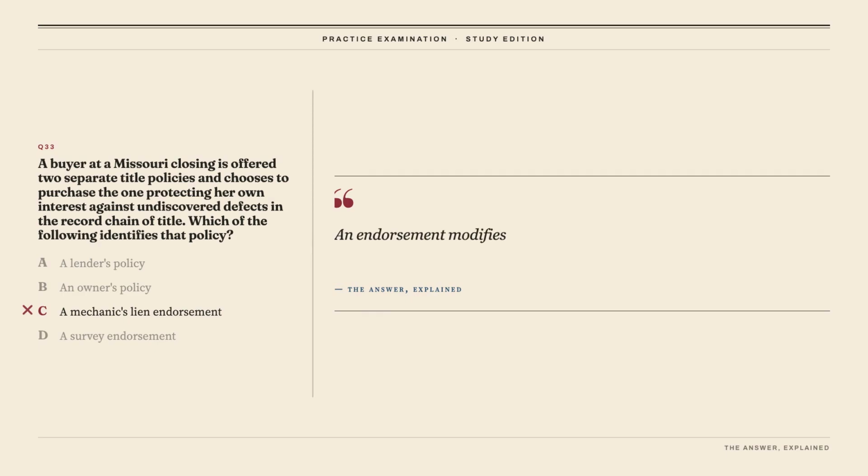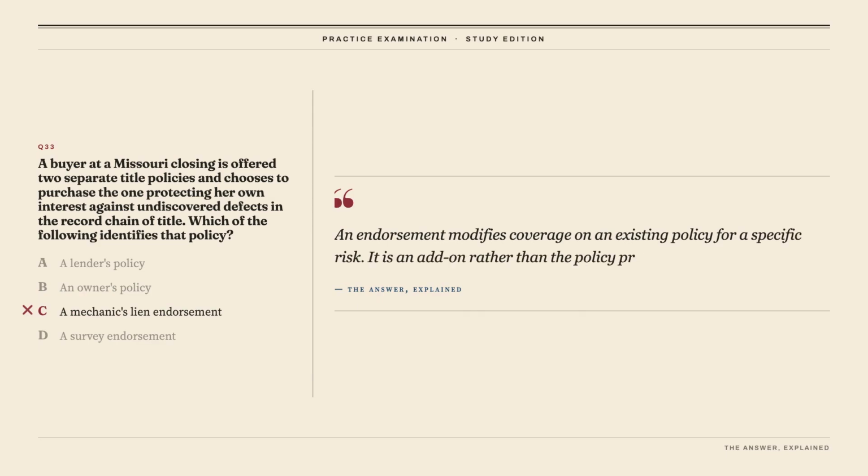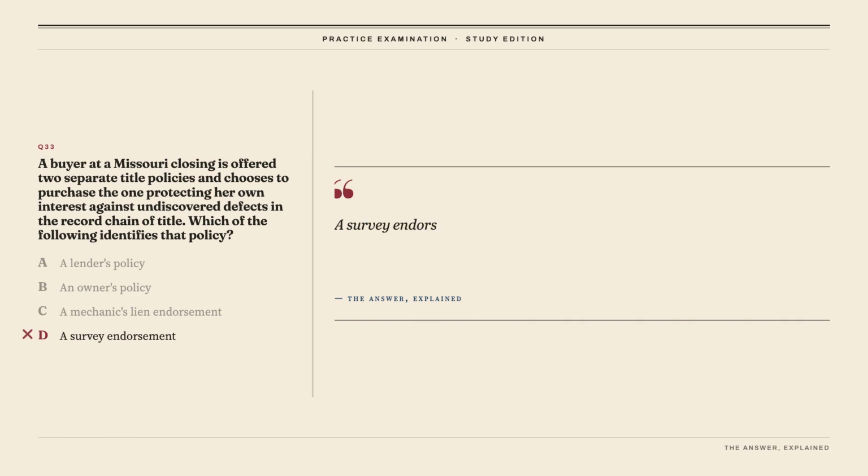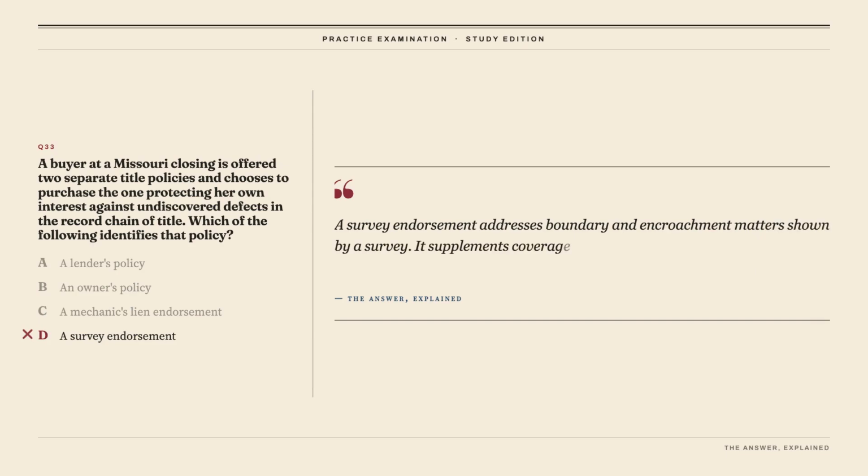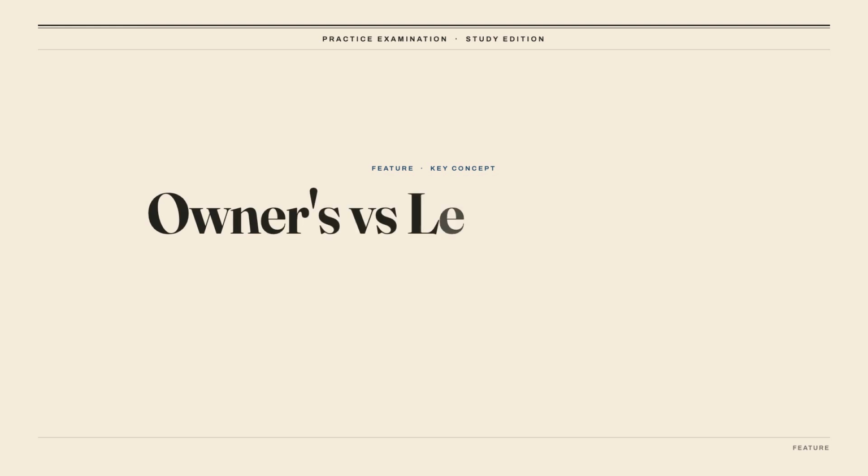C is wrong because an endorsement modifies coverage on an existing policy for a specific risk. It is an add-on rather than the policy protecting the owner's interest. D is wrong because a survey endorsement addresses boundary and encroachment matters shown by a survey. It supplements coverage rather than serving as the owner's basic protection.